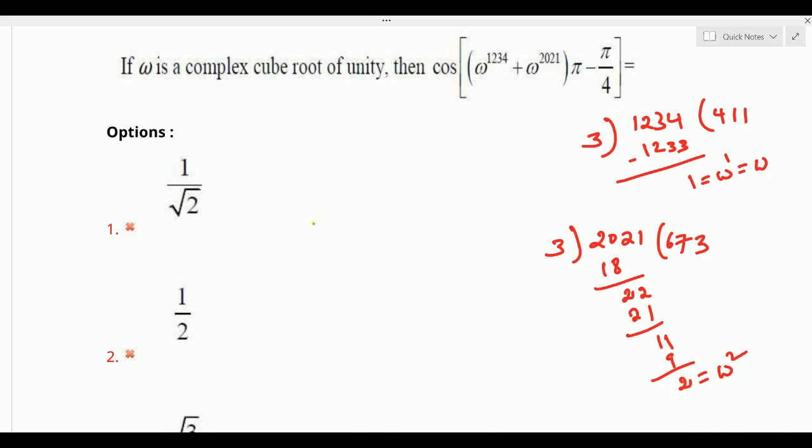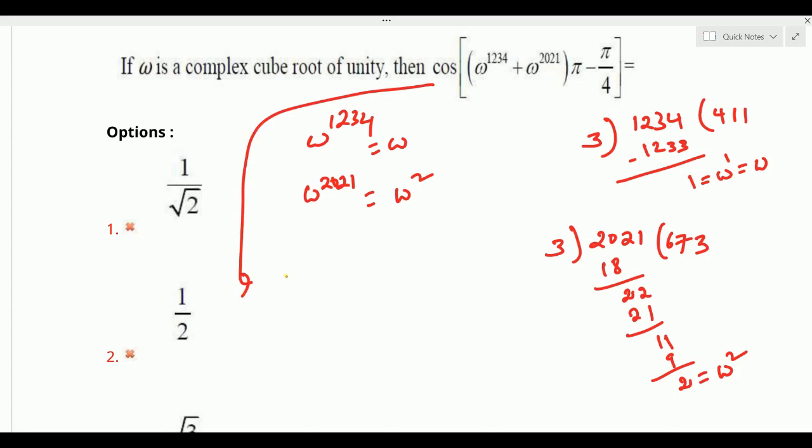అంటే what is omega power 1234, we can take it as omega, and omega power 2021 we can take it as omega square, right? Now we want this result. We want the cos of omega power 1234 we can write omega plus omega power 2021 we can write omega square with pi is there, into pi is there, and also minus pi by 4 is there.